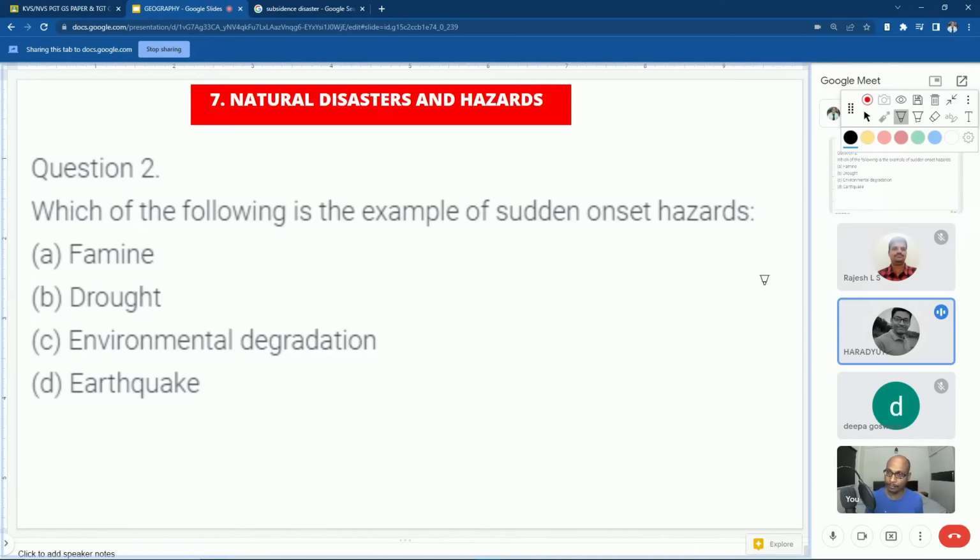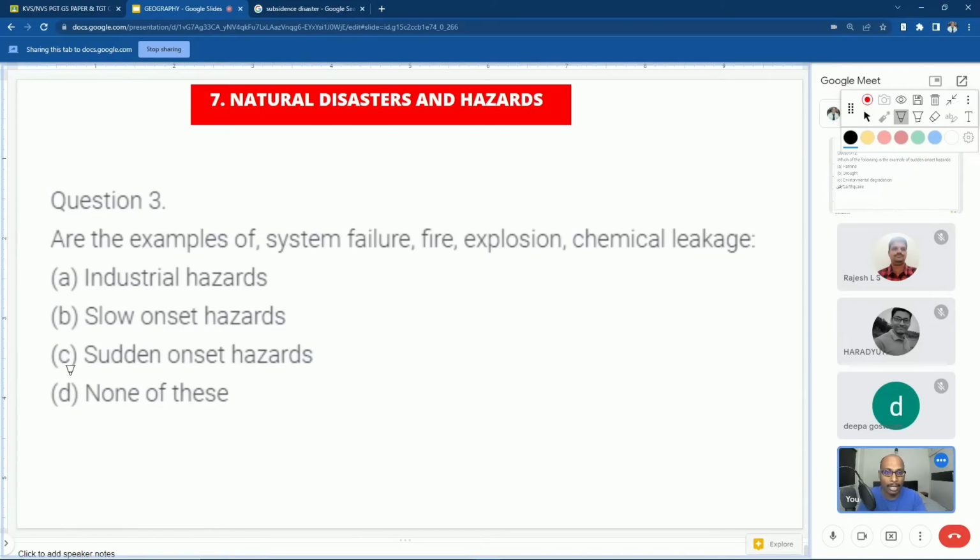Hi, sir. Which of the following is an example of sudden onset hazards? Famine, drought, environmental degradation, earthquake. Sudden, it will be earthquake. Correct. This is earthquake, a sudden onset hazard. Famine we can expect, drought we can expect, environmental degradation we can expect. If you use more and more plastic, more and more vehicles which release carbon emissions in the atmosphere, we can understand environmental degradation is a slow and continuous process. Drought also we can understand, famine also we can predict. Correct answer, Ghoshji.